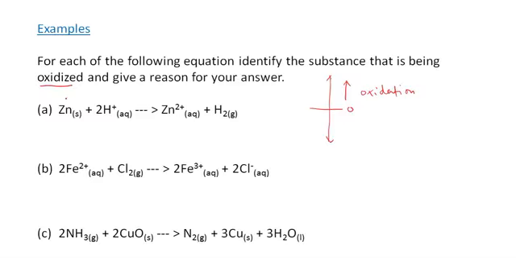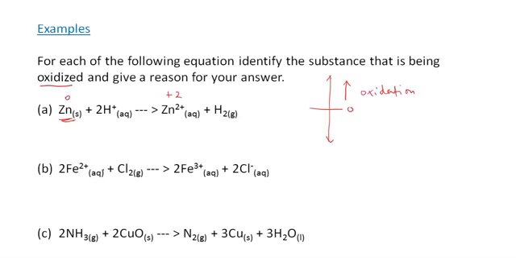Now in this case, zinc, the oxidation number is 0, and look on the right hand side, the oxidation number has changed to +2. So the question is asking which substance is being oxidized. In this case, we can easily tell that zinc is, the oxidation number is increasing from 0 to +2. So the answer is zinc.